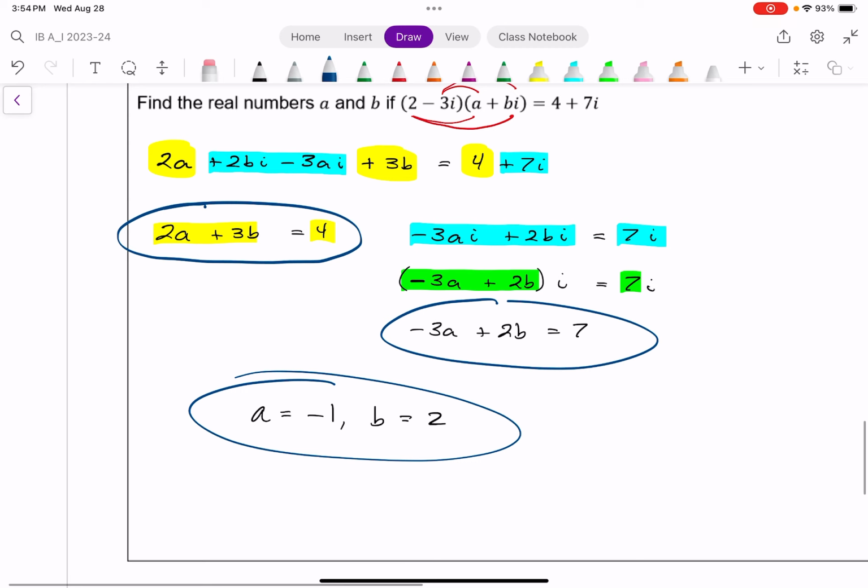The key part to this is realizing, again, when we have this mix of imaginary parts and real parts, they cannot ever be combined into a single term, and that's how I knew how I could break this up into two separate parts.